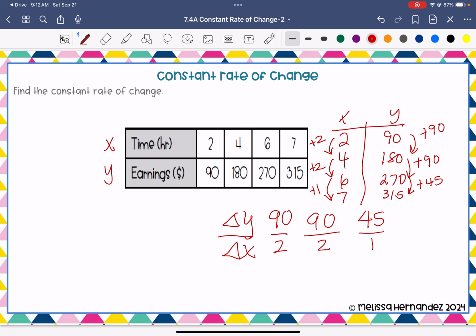Now we're going to look at the others. Half of 90 is 45. And half of 90 again is still 45. So my rate of change is 45 over 1 or just 45. And so you'll see it in the slope-intercept form. So this would be your rate of change. And in this case, this is constant. And so that means it's just proportional.